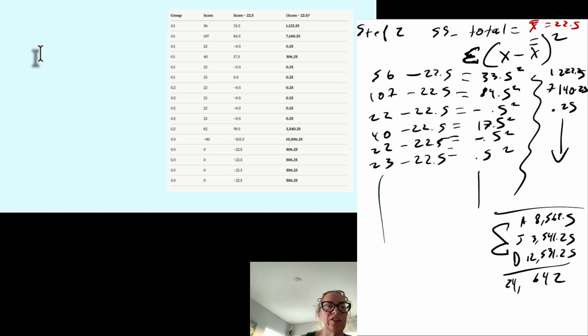So double check this. Does this make sense? The data spreads from negative 80 to 107. That's a lot of variability. So a large sum of squared deviations is exactly what we would expect. 24,642 tracks. Also notice the Decatur group contributes the most to the SS total.